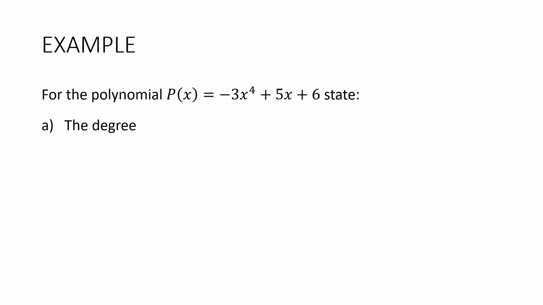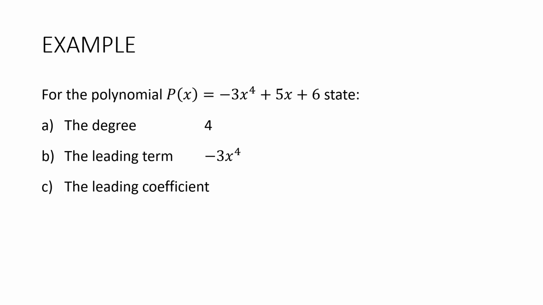Here's an example. For the polynomial p of x is equal to negative 3x to the power of 4 plus 5x plus 6, state the degree. So we're looking for the highest power of x, which is 4. The leading term, so that's the highest power of x. Remember, it doesn't have to be first. And we want everything, so negative 3x to the power of 4. The leading coefficient, this time we just want the coefficient of the highest power of x. And we need this negative as well, so it's negative 3. And the constant term, that's the term without the x, so that's going to be 6. Now, if you don't have a term without an x, that would be 0.